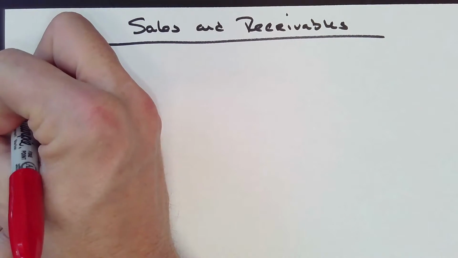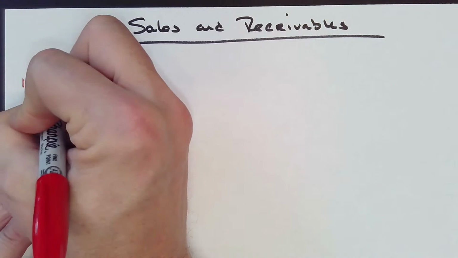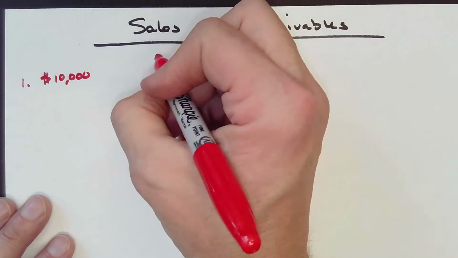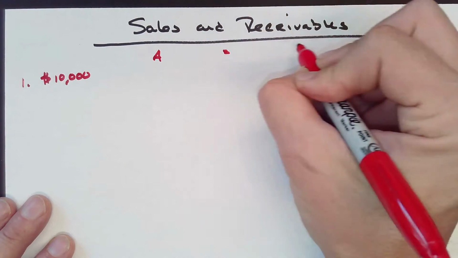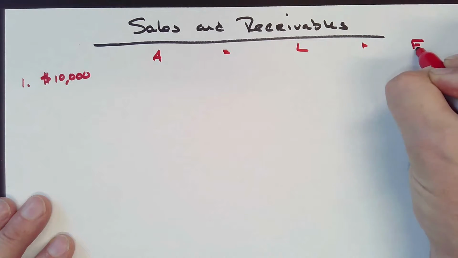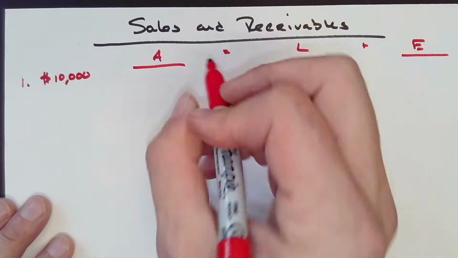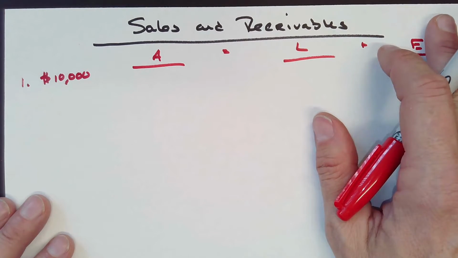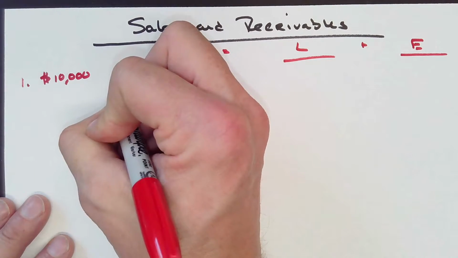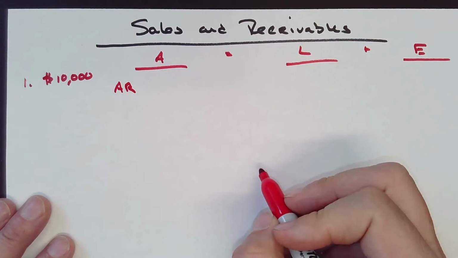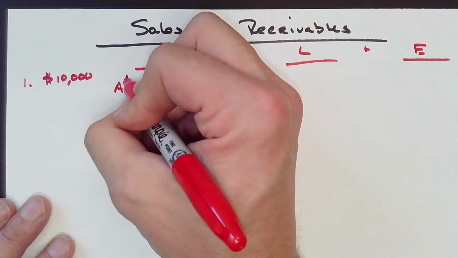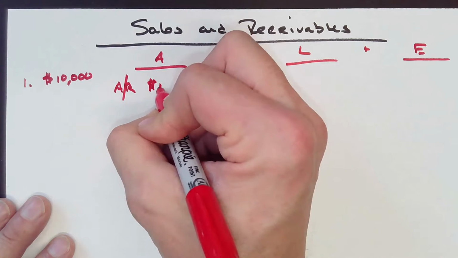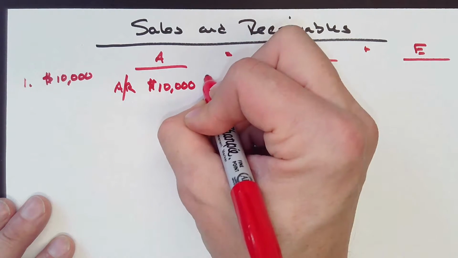This is our sale transaction for $10,000. We were able to recognize revenue. Our assets equal liabilities plus equity. So we book this thing, and the customer has not paid us. So we're going to increase an account called accounts receivable, AR. You might see sometimes A/R. That's going to be $10,000. And that's an increase of $10,000.